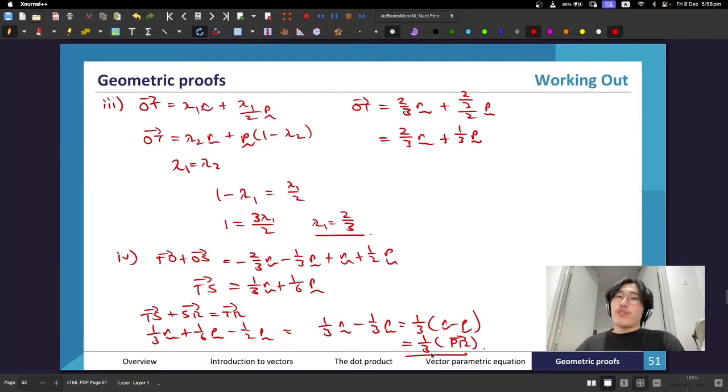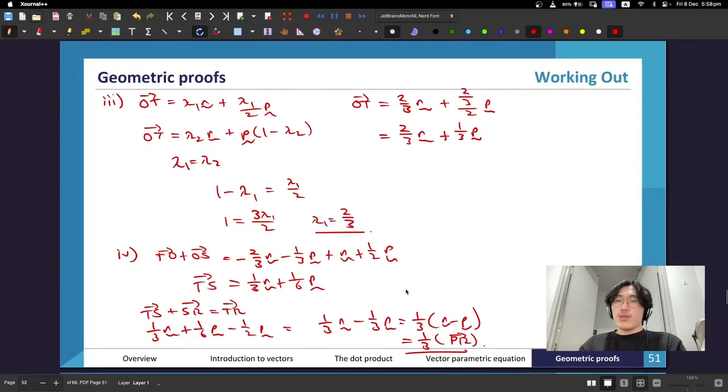So we've just sufficiently proved that TR is a third of PR, and therefore T divides it into thirds, and the other section is 2/3. You could write this more verbosely, but I'll leave that up to you guys. So that's proven. And if you actually want me to give a more extended proof of this, please ask in the live chat, and I'll finish off this proof a bit more extensively.